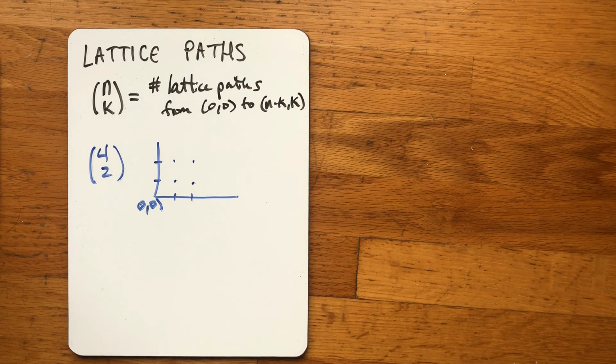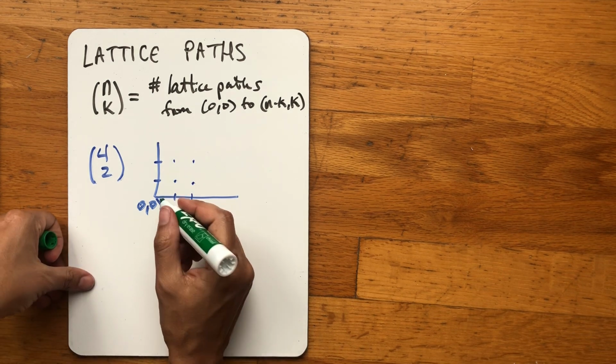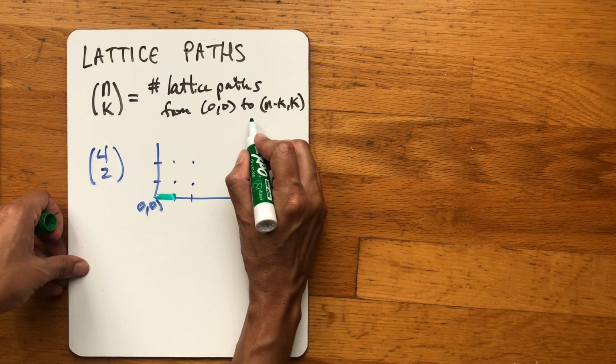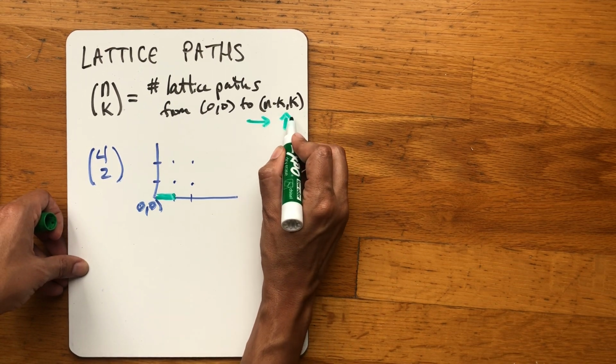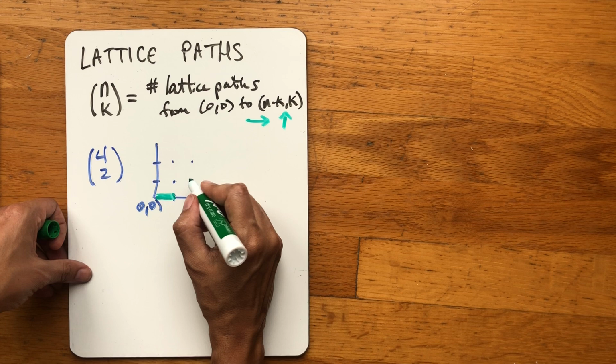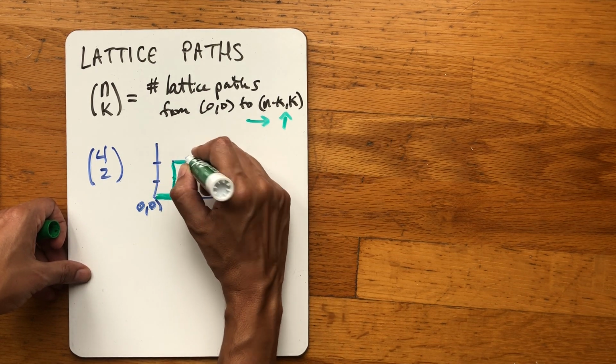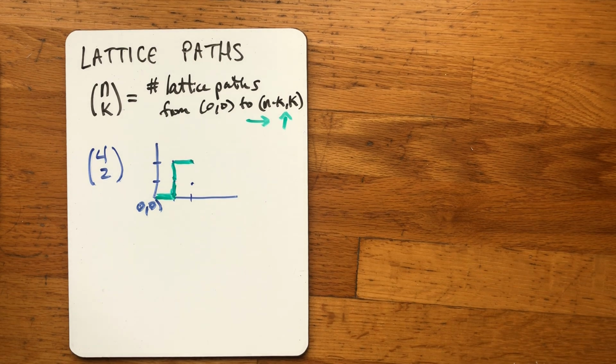Now what's a way that I could do this? Well, one way I could do this is I could go over here. Oh, sorry, I should have said I'm allowed to go over and I'm allowed to go up. No backtracking. Now I could go over or up, and then I could go up, and then I could go over, and that's an example of a lattice path.